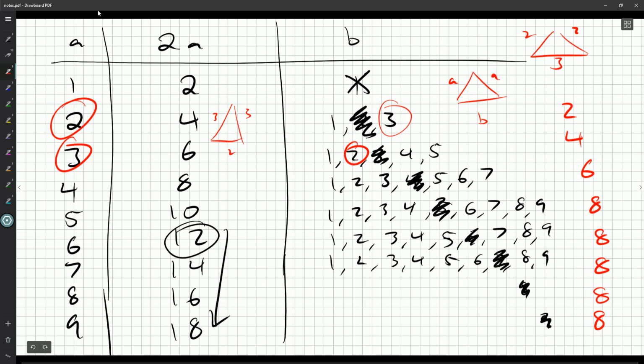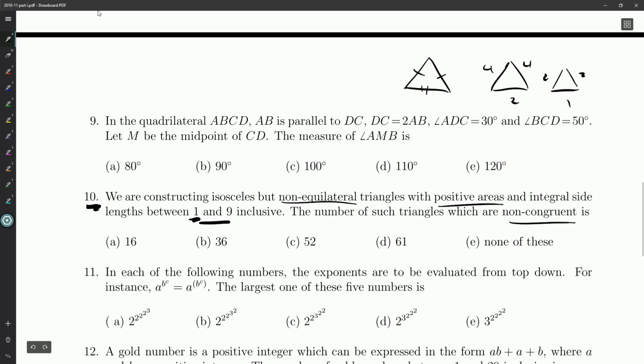So 2 plus 4 plus 6 is 12, plus 8 is 20, 28, 36, and then 52. So 52 triangles are available to us. 52 isosceles triangles, and that's right in the middle. That's an answer of C.